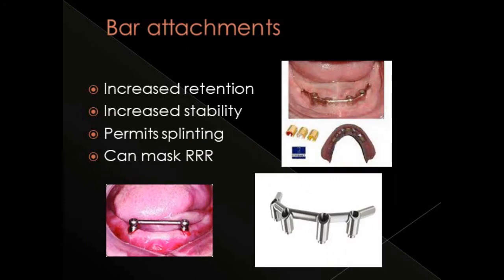The third one is the bar attachment, which can be castable or prefabricated, and they offer increased retention, increased stability. It permits splinting of implants, and it can also mask residual ridge resorption. And the most commonly used bars are a round bar. This one is the Hader bar, and this is the Dolder bar, and you can see the retentive clips that is used for retention that is accommodated into the dentures. So these are the different varieties of overdenture attachments.